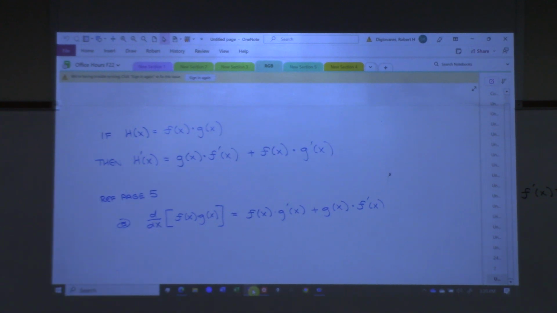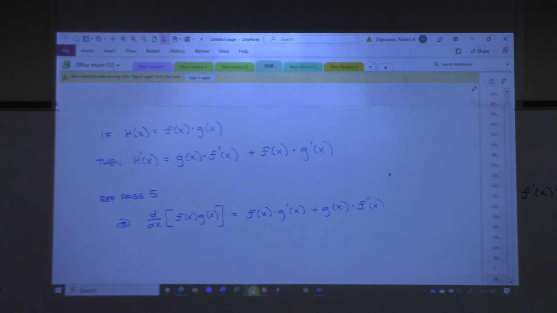Do we want to use the one from the book? Do we want to use the one we got from the proof? Or is there another version we want to use? I personally do not care what version you use, but I will tell you the version that I teach, all right? I'm only going to teach one version, and you'll see why when we get to the next rule.